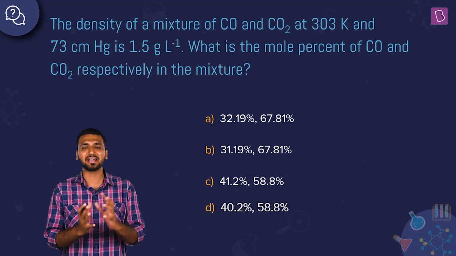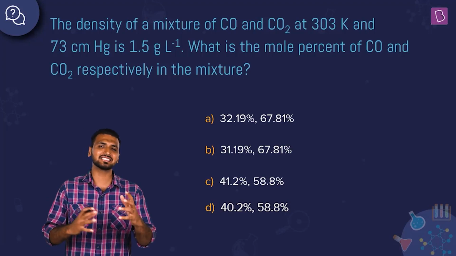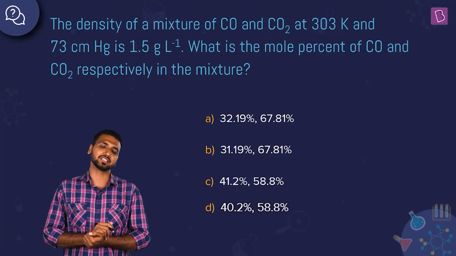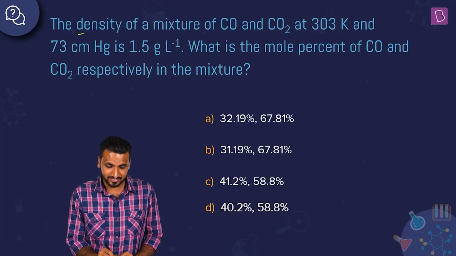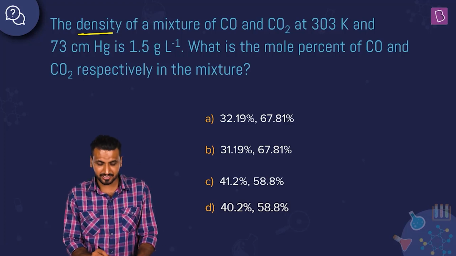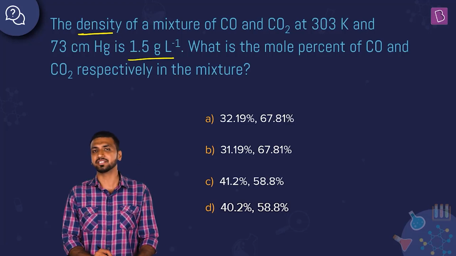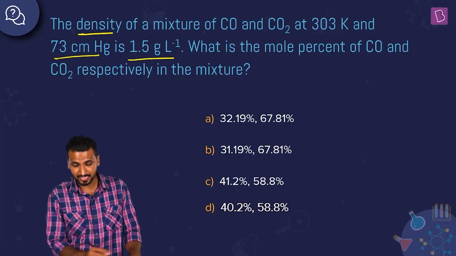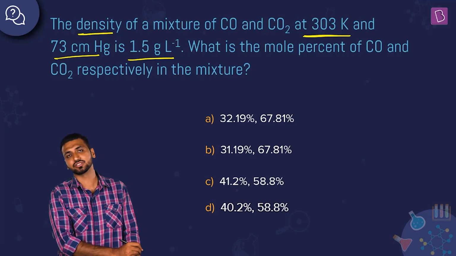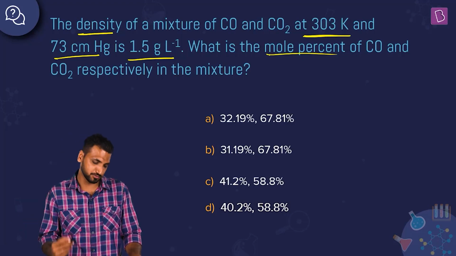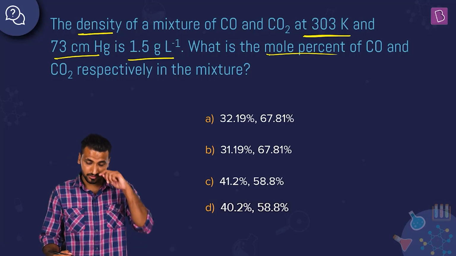So here we have an amazing question, and this question has a lot of concepts involved in it, and let's see how we're going to deal with that. Fine. So the density of the mixture, a mixture of gases CO and CO2, is 1.5 gram per liter. Fine. The pressure is 73 centimeter of Hg, and the temperature of the mixture is 303 Kelvin. You need to find the mole percentage for CO and CO2. Cool. Okay.